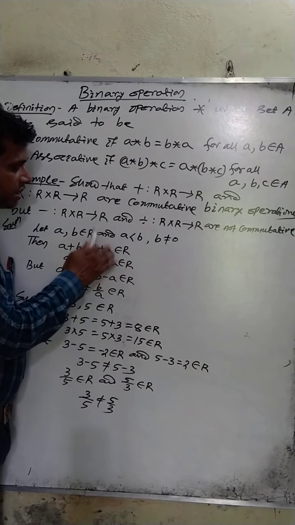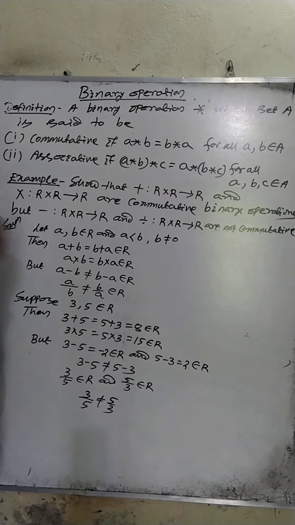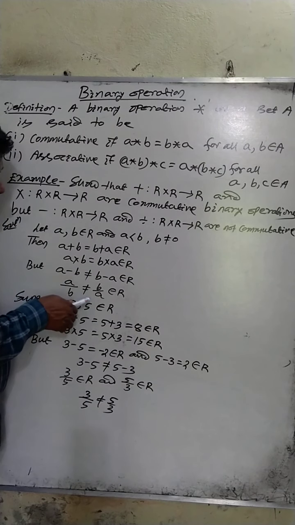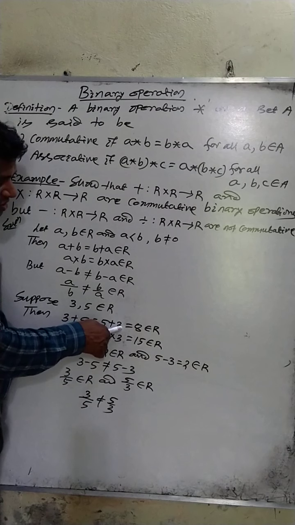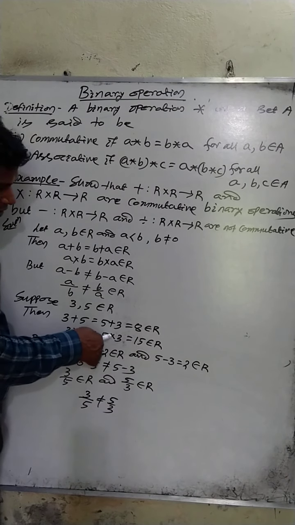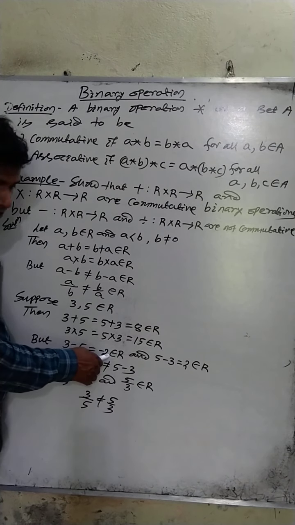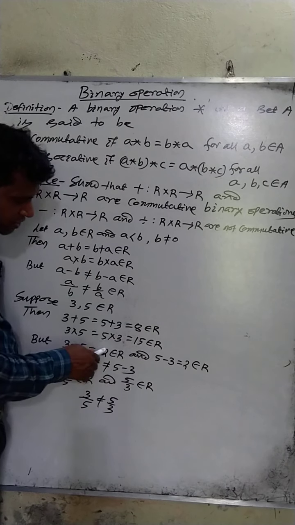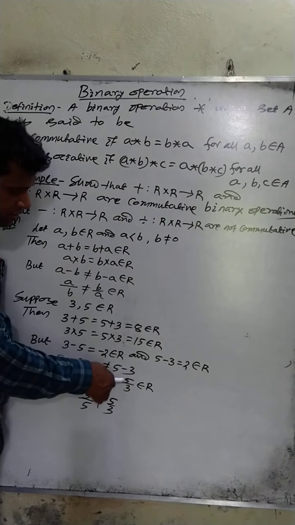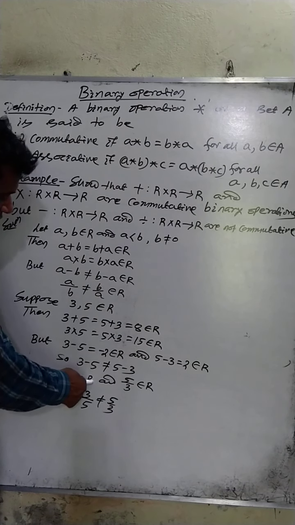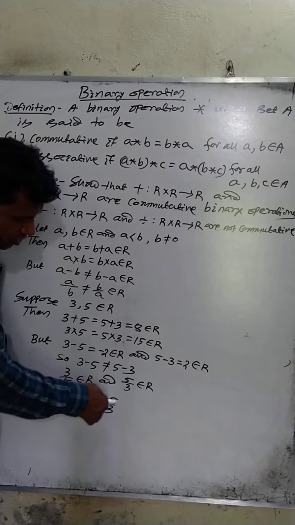That means if we take any two real numbers, then their addition is commutative, multiplication is commutative, whereas subtraction and division are not commutative. Suppose 3, 5 belong to R. 3 plus 5 equal to 5 plus 3, that equal to 8 belongs to R. 3 into 5 is equal to 5 into 3 is equal to 15 belongs to R. But 3 minus 5 is equal to minus 2, and 5 minus 3 is equal to 2. That is, minus 2 not equal to 2. So 3 minus 5 is not equal to 5 minus 3. Similarly, 3 divided by 5 belongs to R, and 5 by 3 belongs to R. 3 by 5 not equal to 5 by 3.